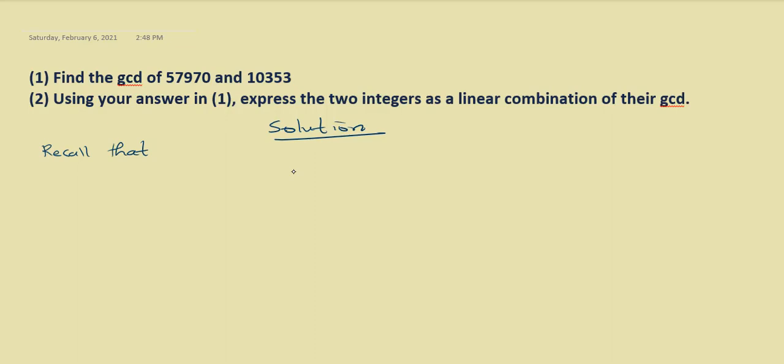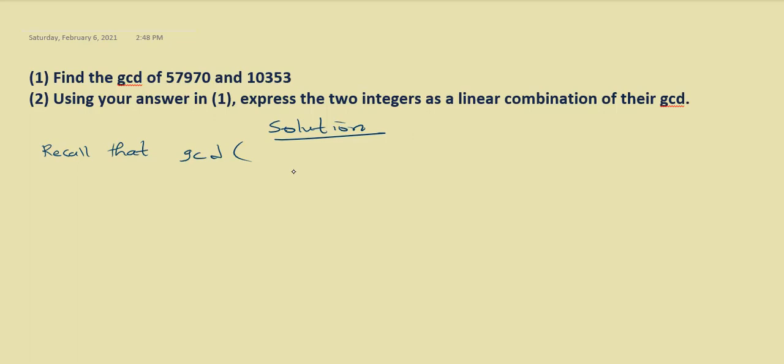Now, the first thing you need to note is GCD means greatest common divisor, and basically it means that we want to find the highest number that can divide these two numbers without leaving a remainder. So we are going to be using the algorithm to show that.